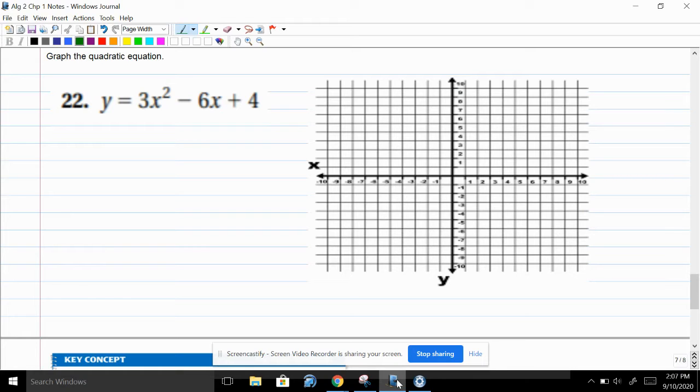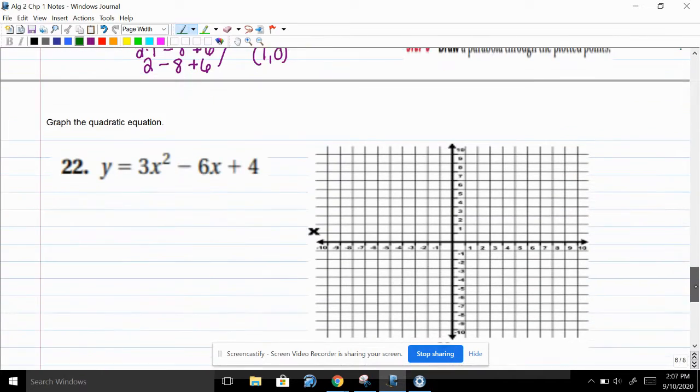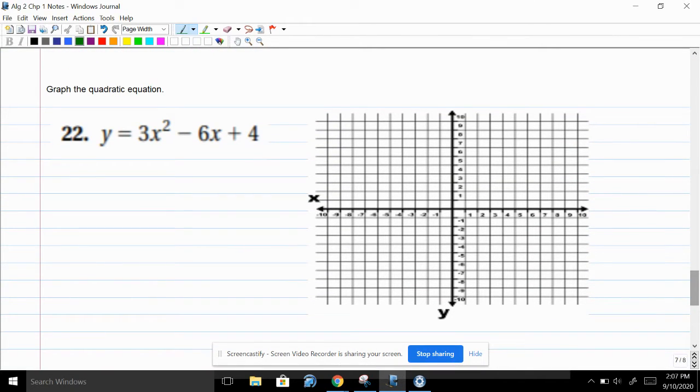Okay, so in this problem number 22, we're gonna graph this following the steps that we did earlier, which are listed right up here. First things first, step number one is to identify the coefficients. A is the coefficient, the number that's always attached to the x squared. So A is going to be equal to 3. B is the number that's attached to the x, so that's going to be -6. And then C is the constant, by itself on the outside there. So C is going to be equal to 4. So we've identified the coefficients. Our next step is to find the vertex.